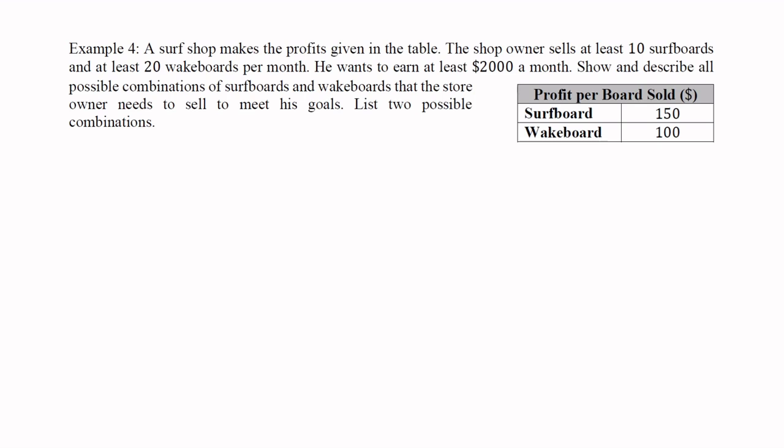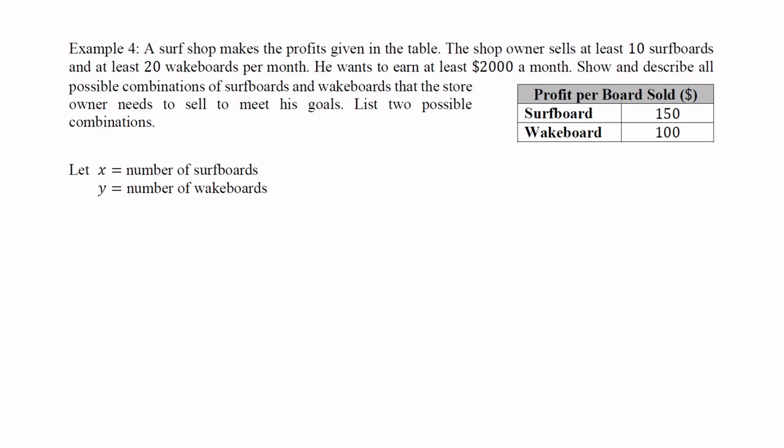So let's do some application examples here. A surf shop makes a profit given in the table. The shop owner sells at least 10 surfboards and at least 20 wakeboards per month. He wants to earn at least $2,000 a month. Show and describe all the possible combinations of surfboards and wakeboards that the store owner needs to sell to meet his goals. And then we're going to list two possible combinations.